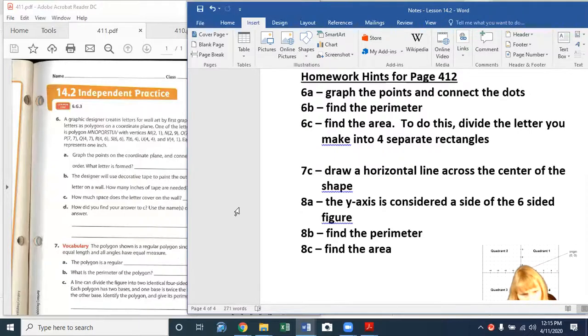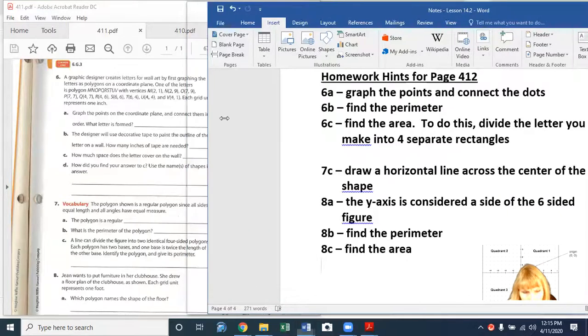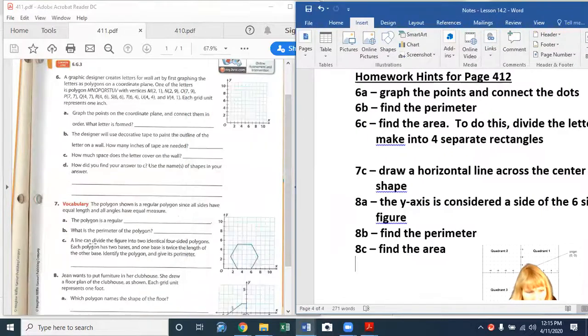So 7C looks like it might need a little bit of a hint. 7C is asking you, a line can divide the figure into 2 identical 4-sided polygons. Each polygon has 2 bases and one base is twice the length of the other base. Identify the polygon and give its perimeter. Well, I'm going to draw that for you. If you draw a line right across the center, what shapes do you have now? Right, you have 2 trapezoids, right? So 7C, your hint is to draw a horizontal line across the center and tell me what shape that is.